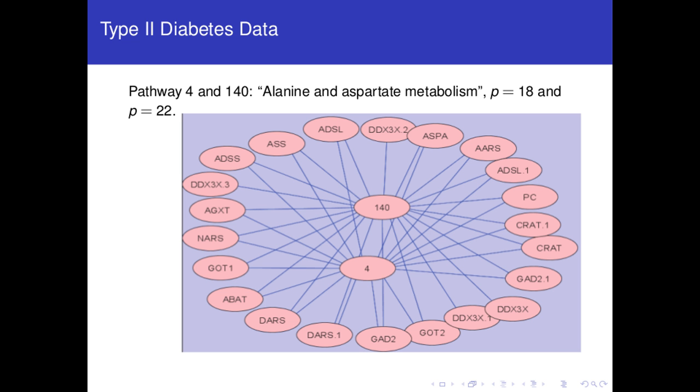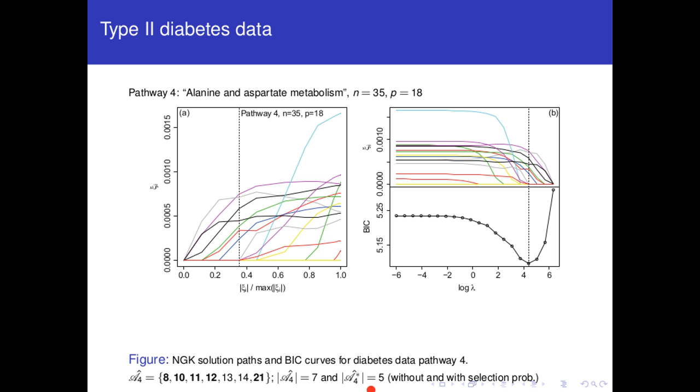We also apply our approach to pathways 4 and 140. Those pathways have about 95 overlapping genes between the two pathways. First, we apply our approach to pathway 4. In this pathway, there are 18 genes. We select the tuning parameter here. We identify this number of variables as important. How many variables do we select? 7 variables are selected. And then we further calculate the selection probability. And then we use a selection probability threshold of 0.6. We only identify 5 as important variables.